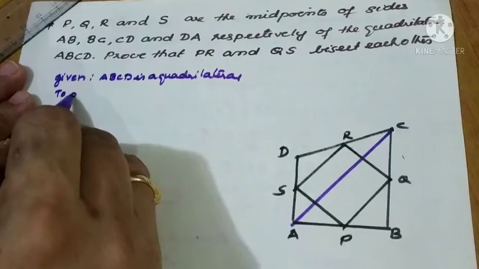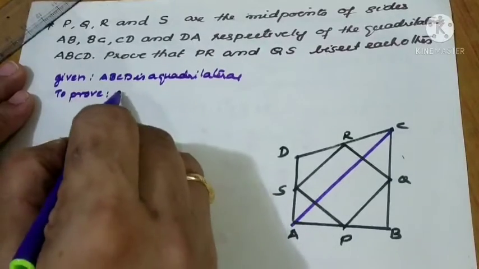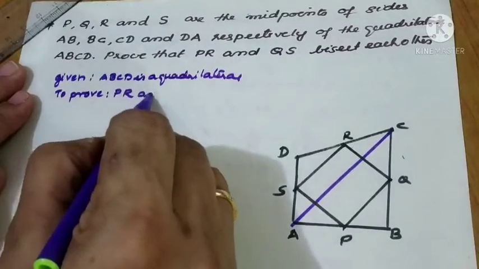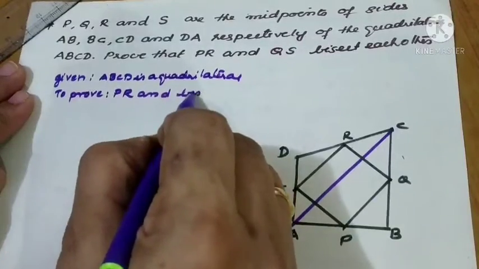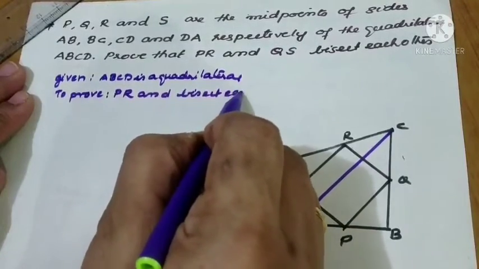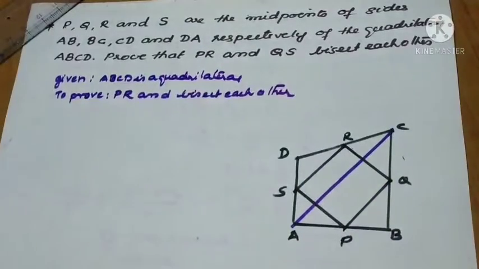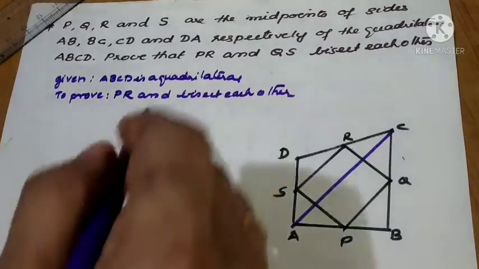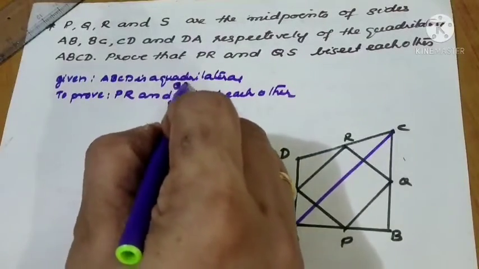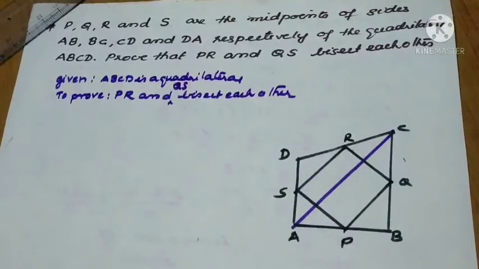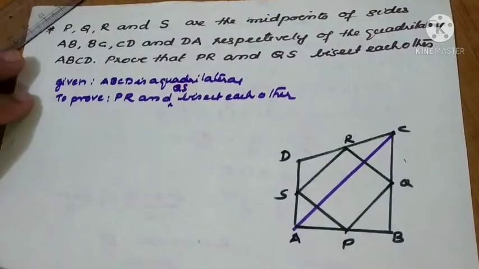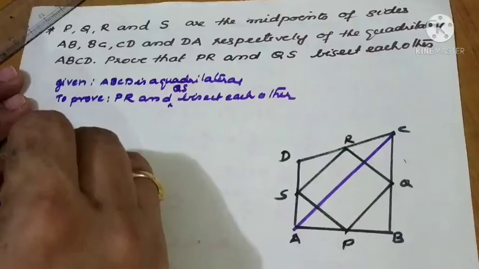To prove: PR and QS bisect each other. For that we should prove that PQRS is a parallelogram, and if it is a parallelogram, PR and QS become the diagonals. So I should add here QS diagonals: diagonals of a parallelogram bisect each other. The diagram is already seen. Now the construction part.